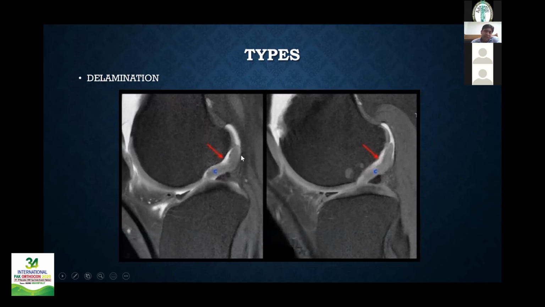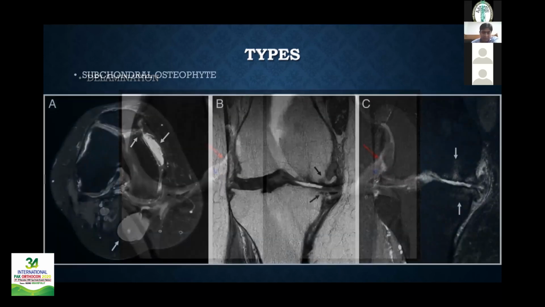This is known as delamination. There are abnormal hyperintense signals signifying separation of the articular cartilage from the underlying bone. So this is delamination of the cartilage from the underlying bone. Again, this is a kind of injury to the articular cartilage.